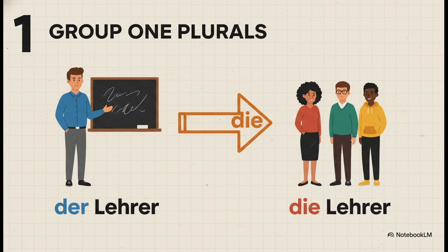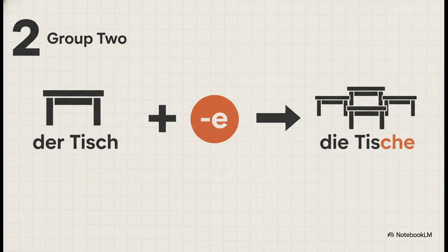First up, we've got group 1, and honestly, it's the easiest one. You're gonna love this. The plural word looks exactly the same as the singular. So, der Lehrer, the teacher, becomes die Lehrer, the teachers. The only thing you change is the article. See? Simple?